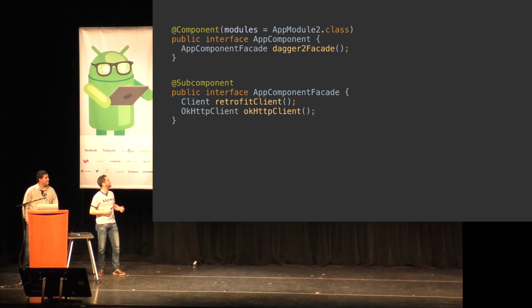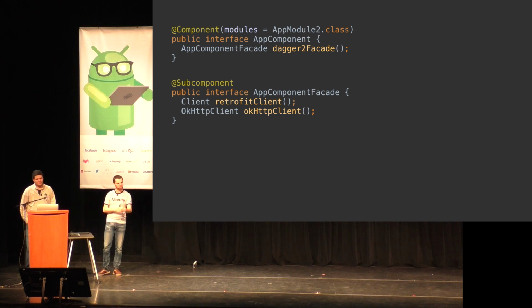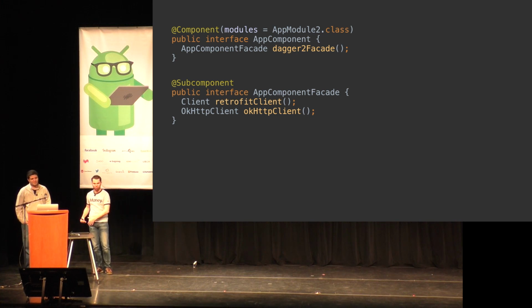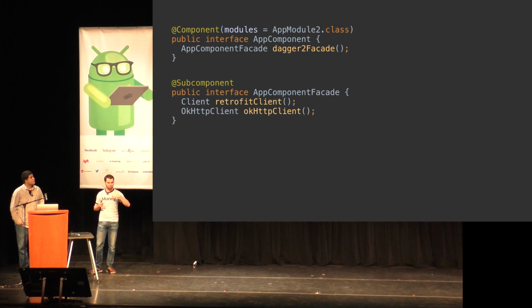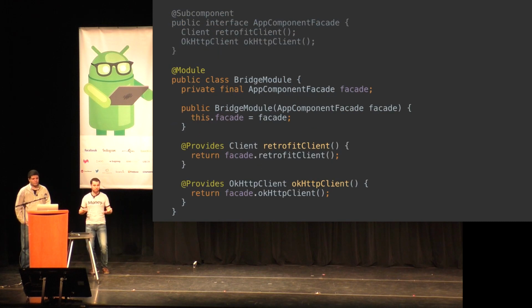It sounded cool. So what we're going to do is we are going to actually create a subcomponent, which is like a subgraph, that's going to be responsible for exposing those bindings to the Dagger 1 graph. That way, when we're done with the migration, we can just remove the facade. All right. And so you just have to put add subcomponent on an interface and then add it as a method in the parent component. Cool. And then we have a facade.